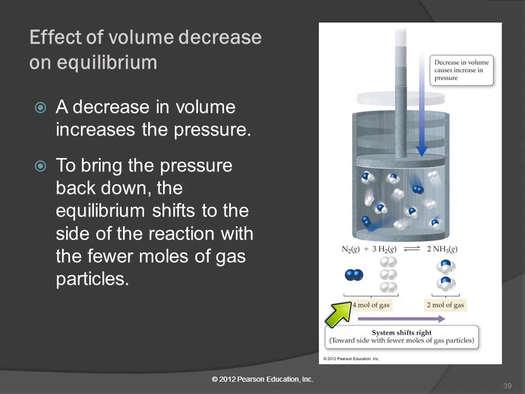Let's look at this reaction. You have nitrogen and 3 moles of hydrogen reacting to form 2 moles of ammonia. Among the reactants, we have 1, 2, 3, 4 moles of gas. And among the products, we only have 2 moles of gas. Because the atoms are combining in different ways.